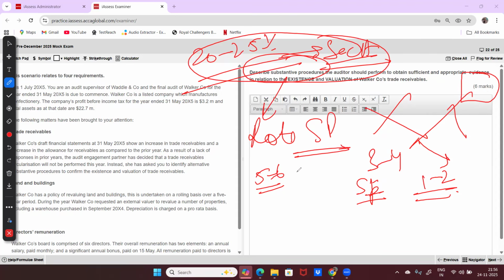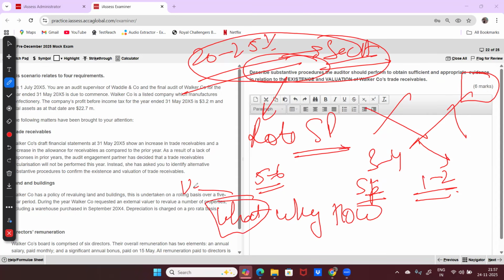How to write a complete substantive procedure is to always answer 3 questions, which is what, why, and how. So what is basically the verb: recalculate, review, discuss. All of these are your verbs. Then why are you doing it is your assertions like valuation, completeness, existence, accuracy, presentation, disclosures, rights, obligations, reasonableness, assumptions. All of these are the reason why you're performing that procedure.